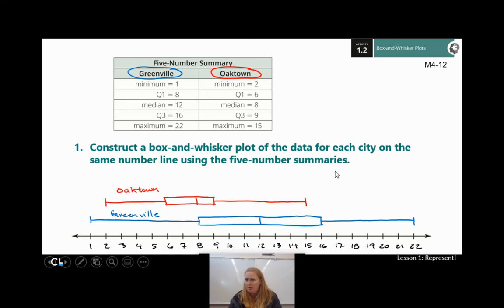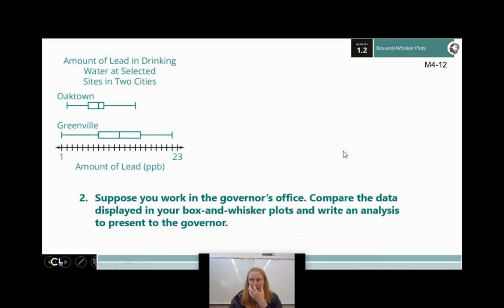So now that we have this all set up, all easy to see, all easy to read, I would like you to tell me, remember that this number line was amounts of lead per parts per billion? Suppose that you work in the governor's office. Compare the data displayed on these lovely box and whisker plots we made. And can you write just a real quick analysis that you need to present to the governor, remembering that more than 15 parts per billion is bad, and remembering that if it's over 10%, it's definitely a bad thing. So go ahead and hit pause, jot down your thoughts to the governor, your recommendations, and then hit play when you're ready to keep the discussion going.